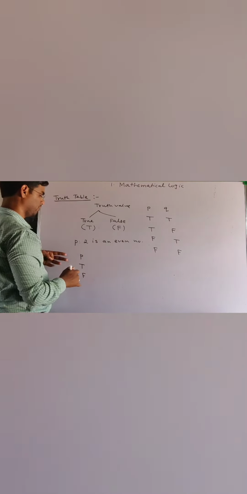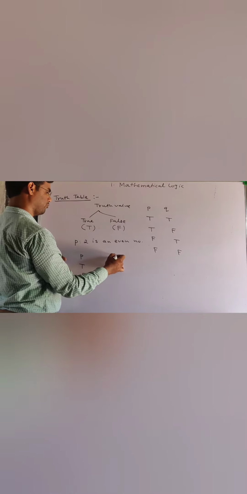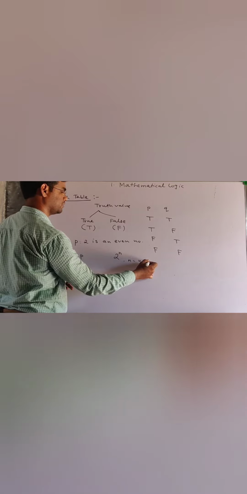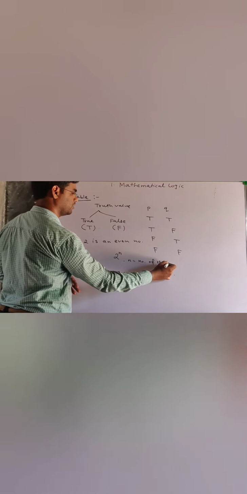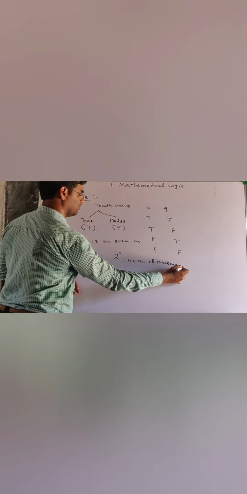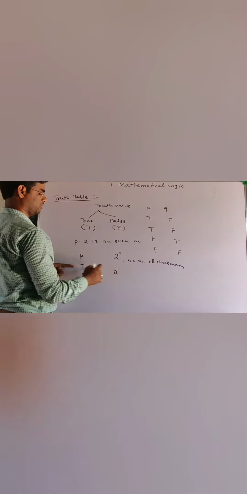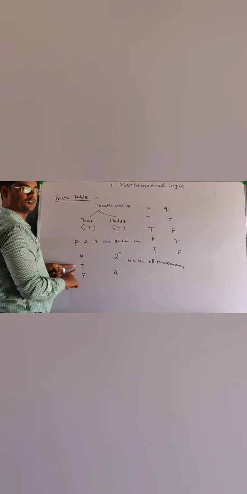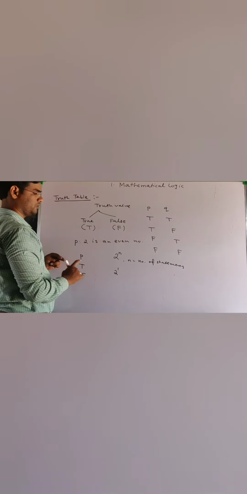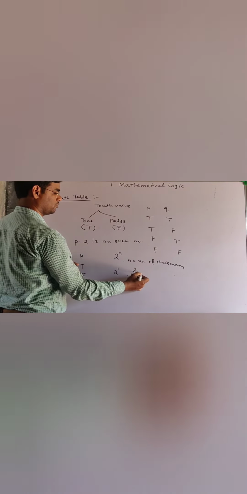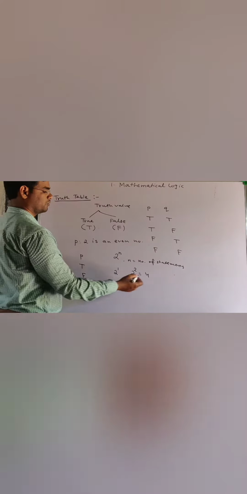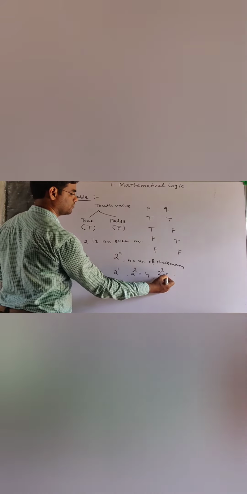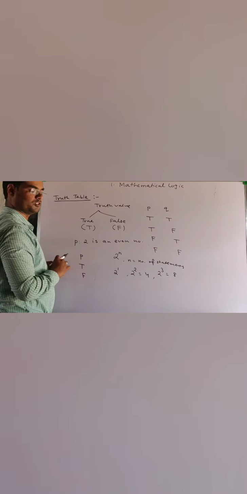So how to remember this? We have the formula 2 raised to n, where n is the number of statements. Suppose we have only one statement, 2 raised to 1, then the two possibilities are truth value either true or false. If we have two statements P, Q, then 2 raised to 2, there would be 4 possibilities. Suppose we have 3 statements, 2 raised to 3, there would be a total of 8 possibilities.